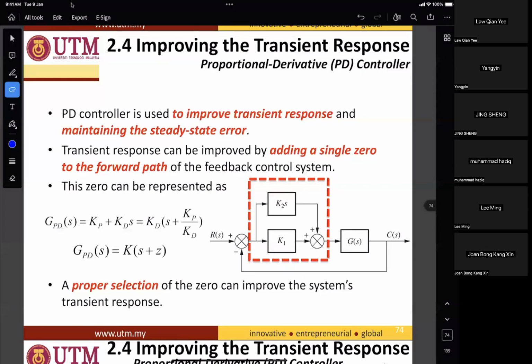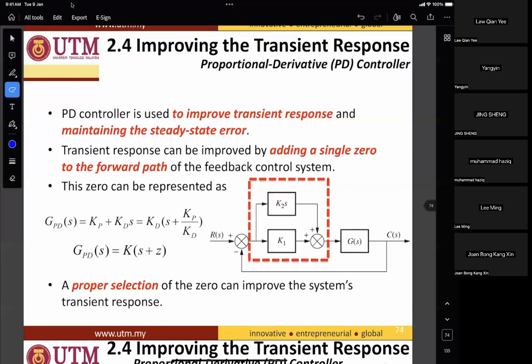Okay. No sleeping, huh? So we already finished with the P controller and PI controller. Now we enter the PD controller. The last scope for test 1 on the 29th of April. So what is the function of the PD controller? It is to improve transient response while maintaining the steady state error. Improve transient response means to make the system faster, not slower.